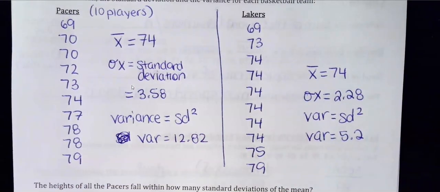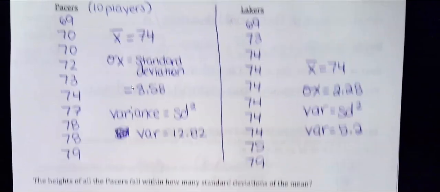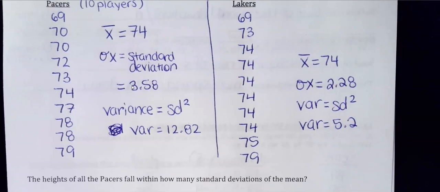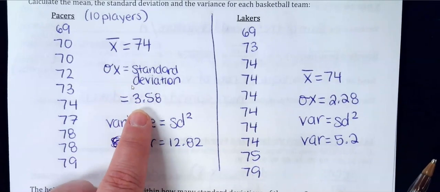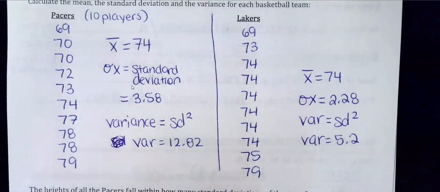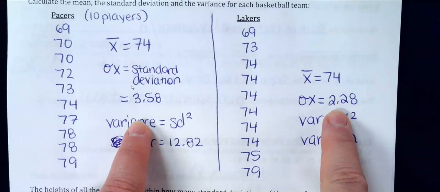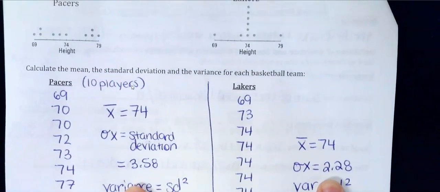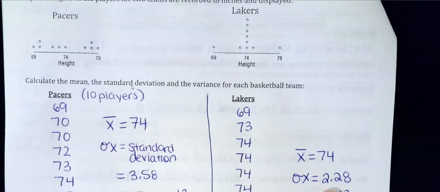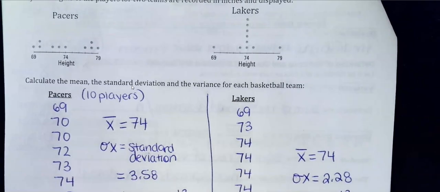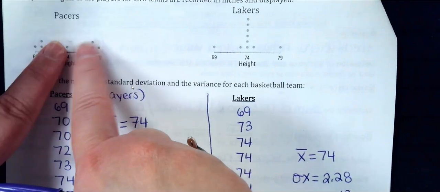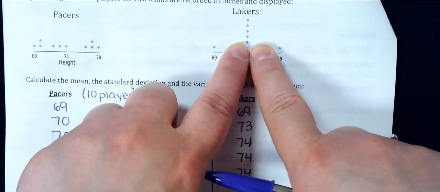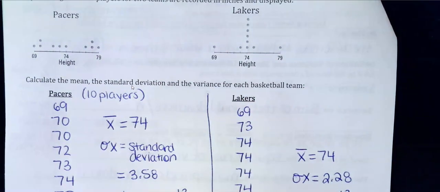Okay, now here's what we're going to use this for. Actually let me back this up one second. If you guys look at this, the Pacers' standard deviation is 3.58 compared to the Lakers, which is 2.28 here. If you come back and look at this dot plot, what this is saying is the bigger the number is, the more spread out the data is. If you look up here, these dots are way more spread out than these. These are more concentrated in the same area. So the bigger the standard deviation, the more spread out your data is going to be.